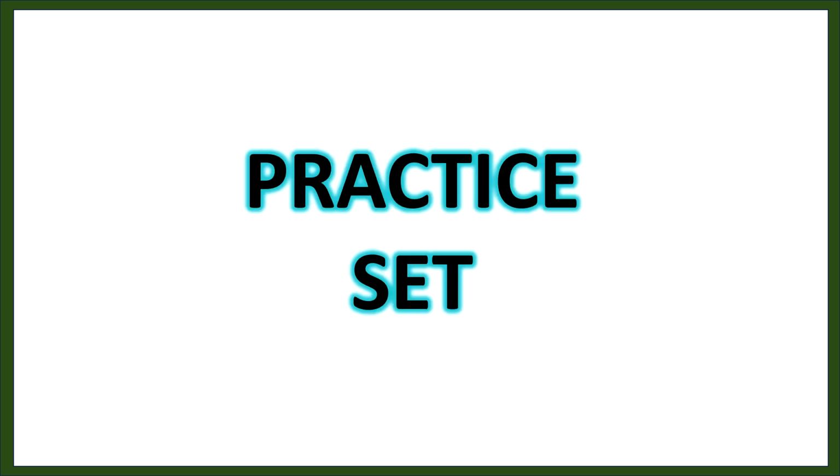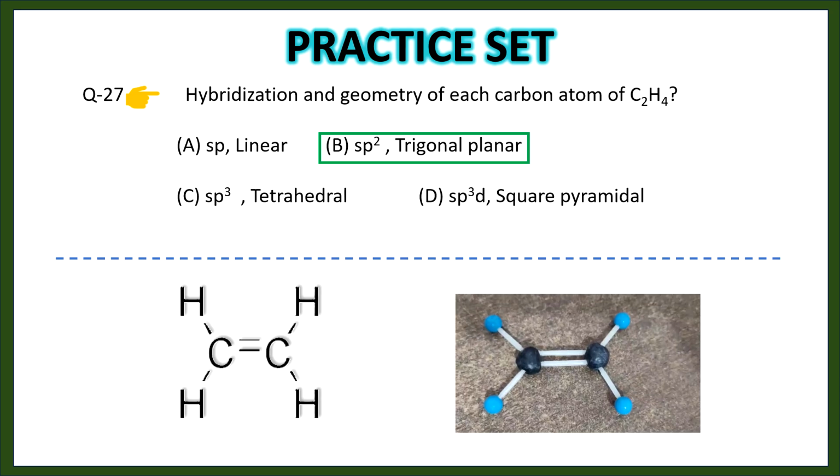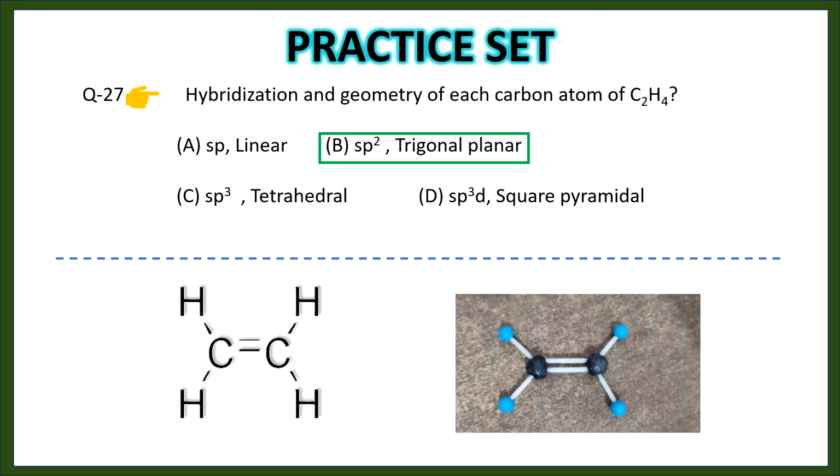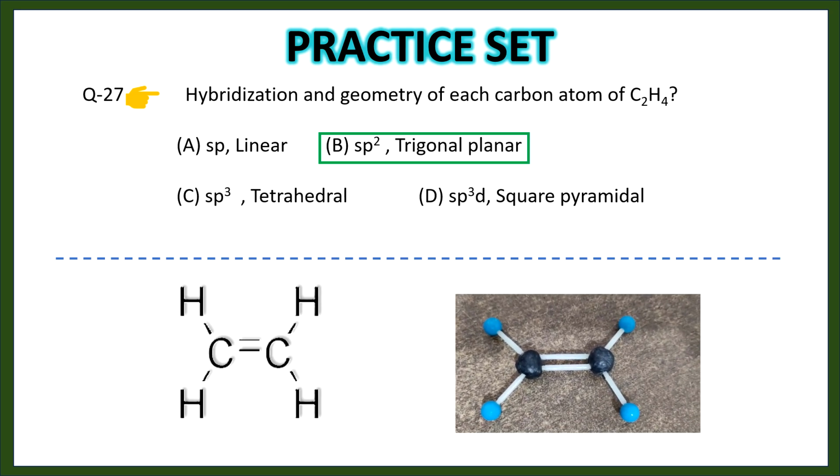Now there are some other practice sets. Let's do that. Question number 27, hybridization and geometry of each carbon atom in C2H4. We know C2H4 means ethylene here, so we could do that. It is sp2 trigonal planar, and we can see how it looks like, the planar structure.